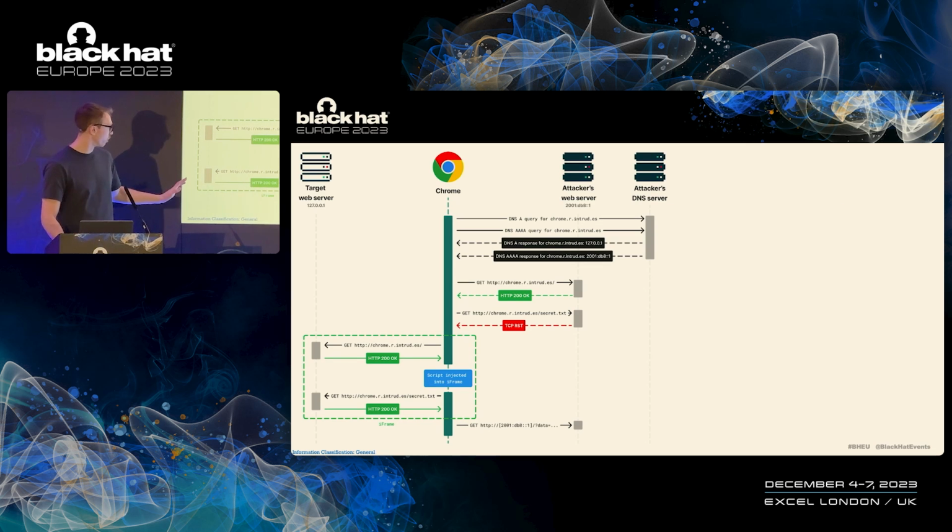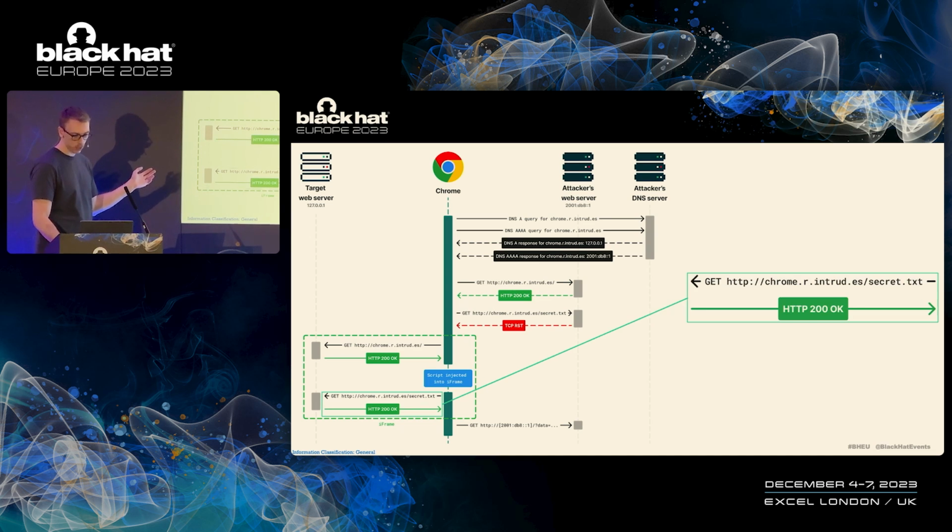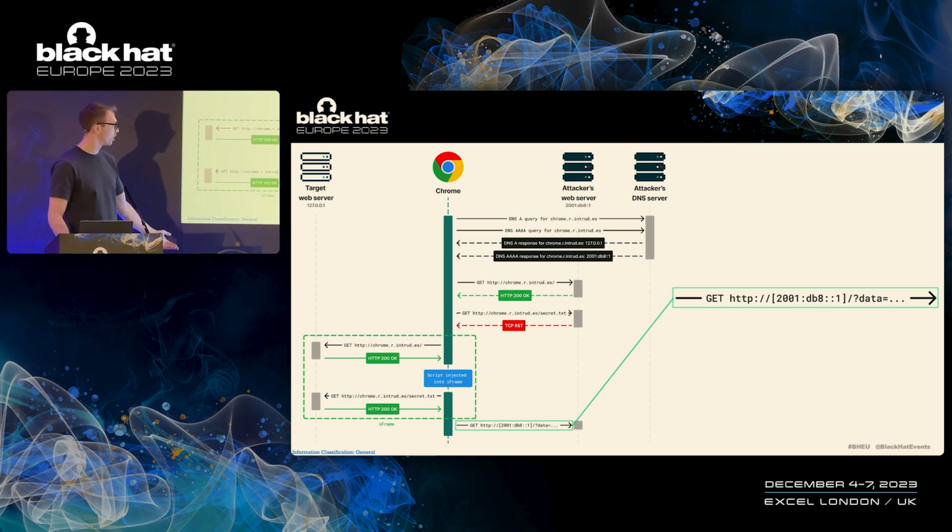So to go through what this looks like in full, from where we have that page loaded from the local network in the iframe, we inject script into the iframe. That script requests our secret file, and then we post this back off to our web server.